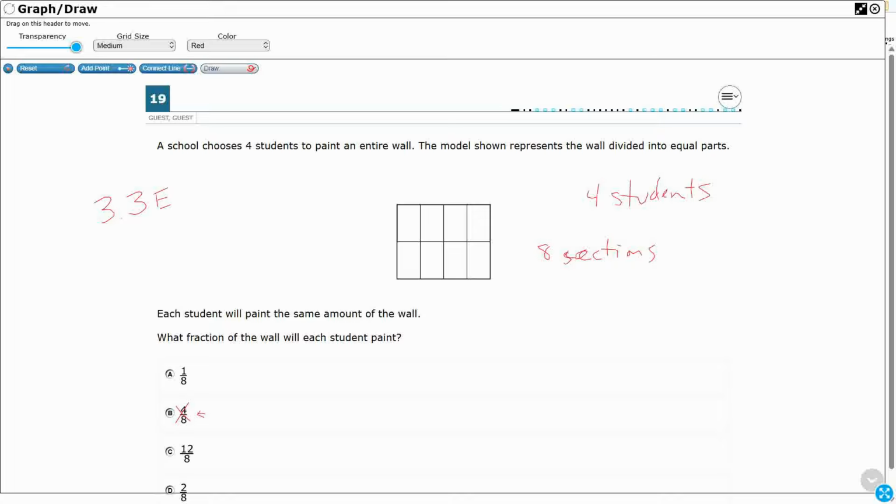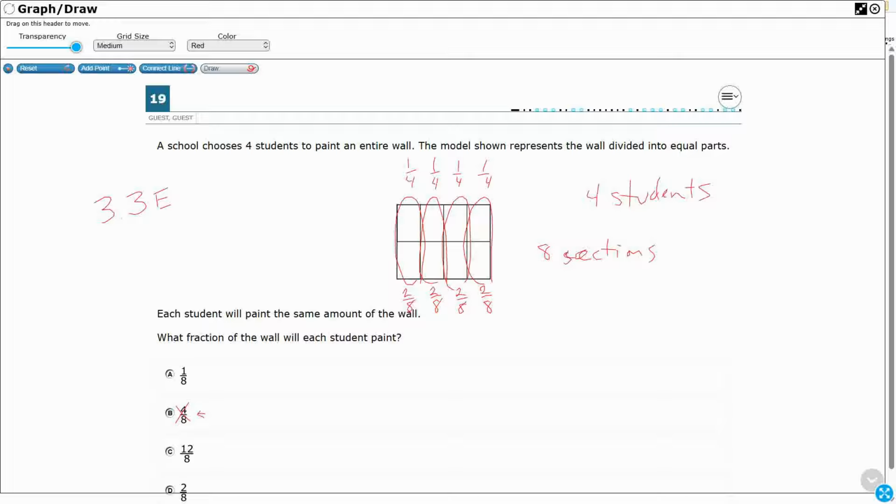It's not as simple as that. What we need to do is we need to break this up into 4 groups because there's 4 students. And when we can see that we've got 8 sections, this is one of these to where we look. Is the denominator even? Yes. Can we put them in groups of 2? Let's try that and see what happens. 1, 2, 3, 4. There we go. And so each of these students is going to paint one of these columns, which ends up being 2/8, or we could label these as 1/4 if we want to. So this is very similar to the previous problem.